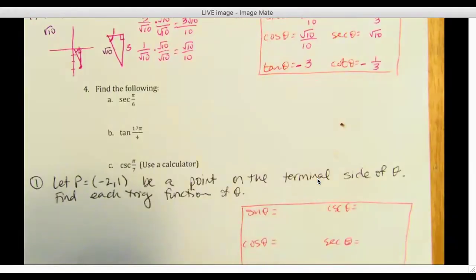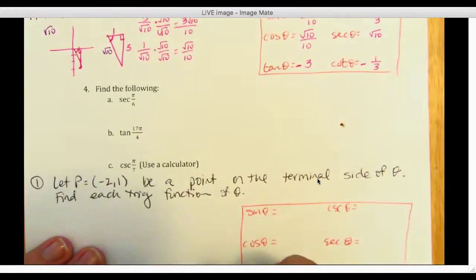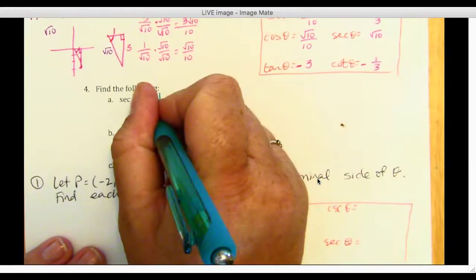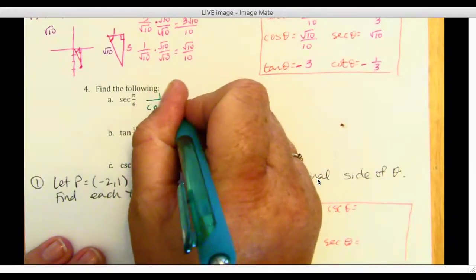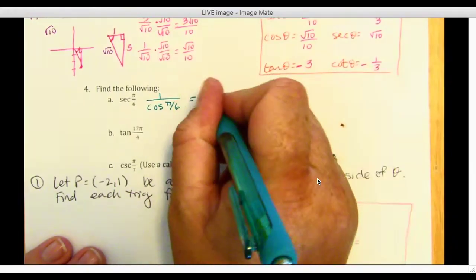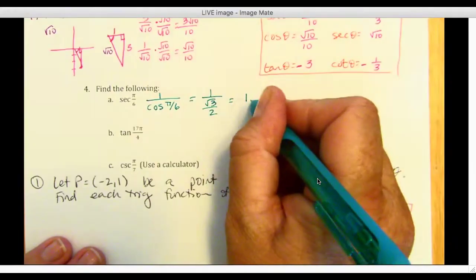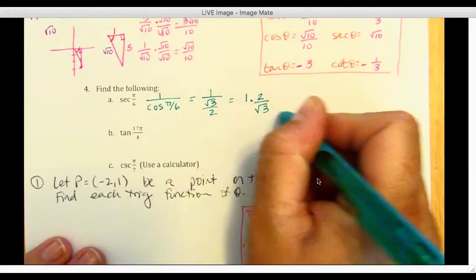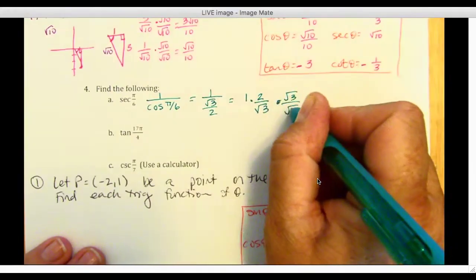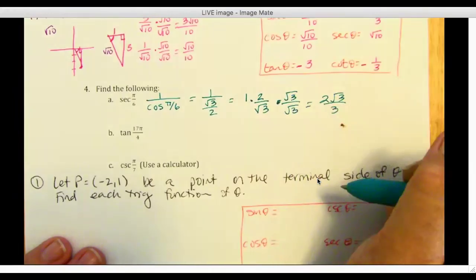These bottom two questions here say find the following, and we have secant of pi over 6. We can use the fact that it has a reciprocal function, cosine of pi over 6. And cosine of pi over 6 is square root 3 over 2. So that becomes 1 times 2 over square root 3. And we can go ahead and rationalize, and that becomes 2 square root 3 over 3. Okay.